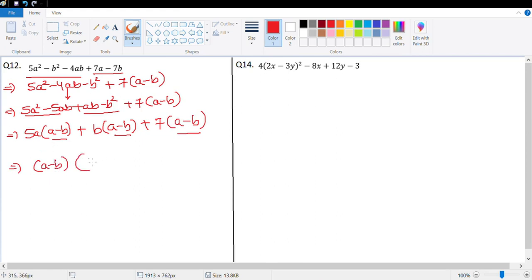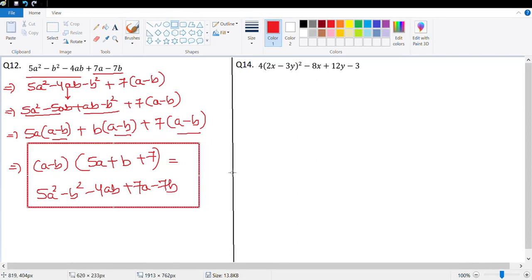And what we get from the first term is 5a. What we get from the second term is plus b. What we get from the third term is plus 7. So that's our final answer, which is equal to 5a square minus b square minus 4ab plus 7a minus 7b. So yeah, that's about it. Nothing else remaining from this question. Let's move on to the next one.